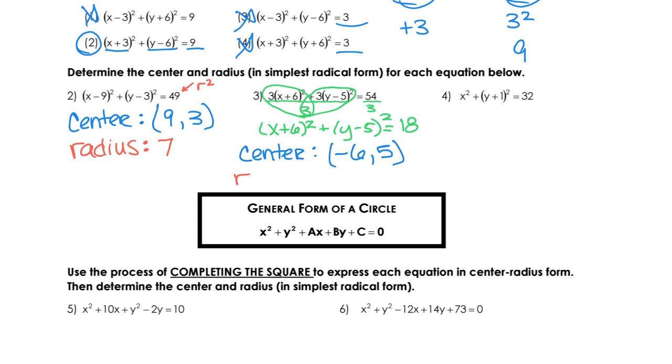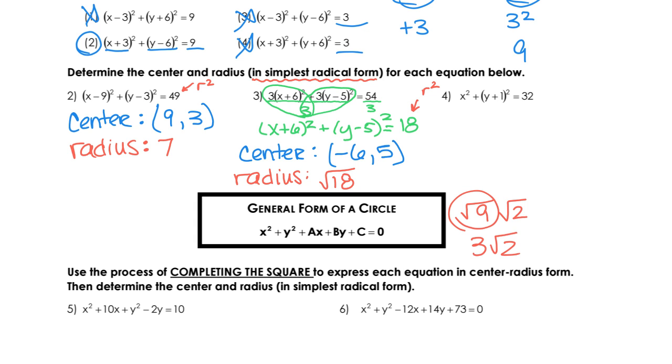Our radius, remember, after the equal sign, this is our r squared. In order to get rid of the square, we have to square root, so we could say the square root of 18. It's not perfect, so we would leave it as the square root of 18. But the directions also say simplest radical form, so we're going to break up that square root of 18 into the square root of 9 and the square root of 2. And that becomes 3 square root of 2. So we're going to get rid of this and have a nice simplest radical form answer for our radius instead.